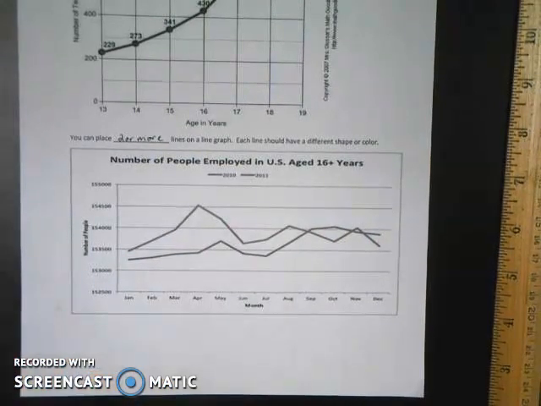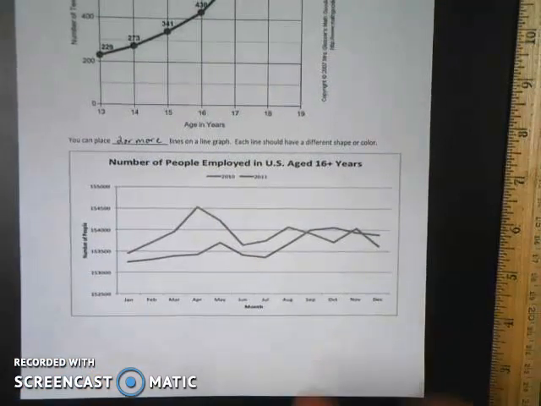So the next two videos are going to go through, and they are going to look at single line graphs and then multiple line graphs.